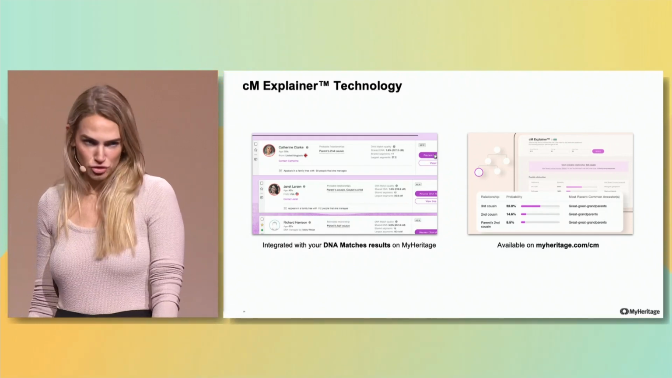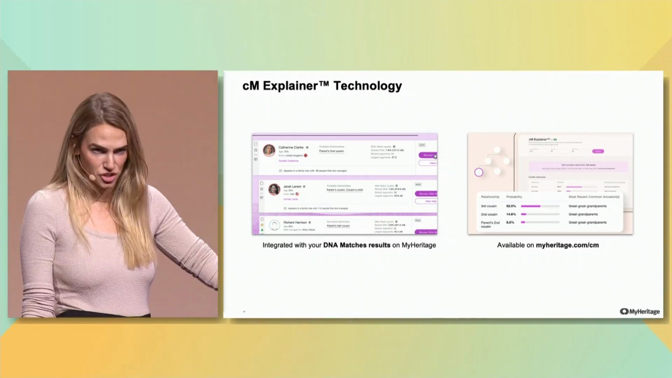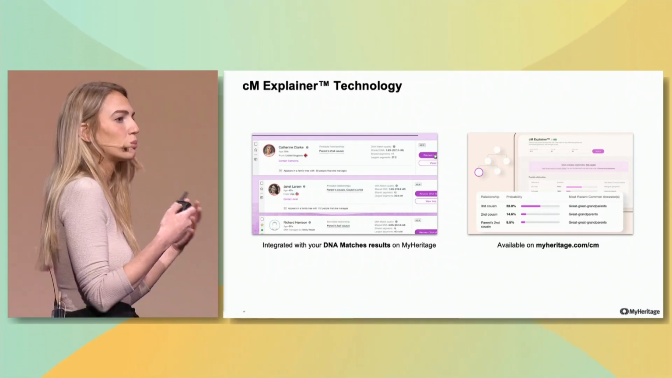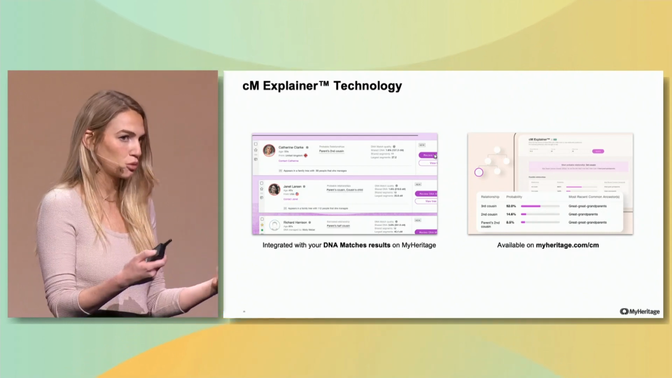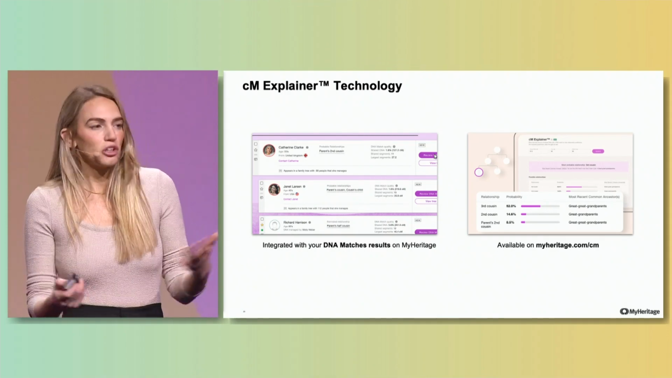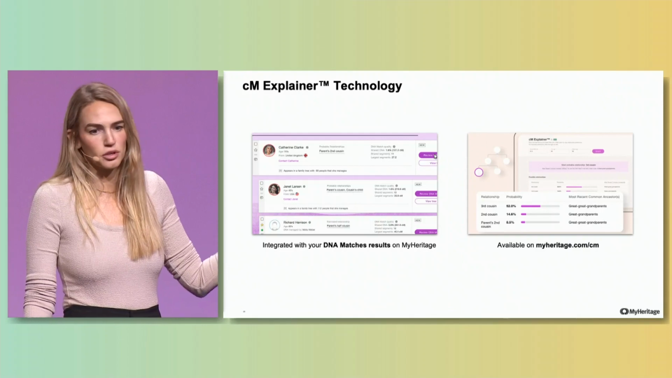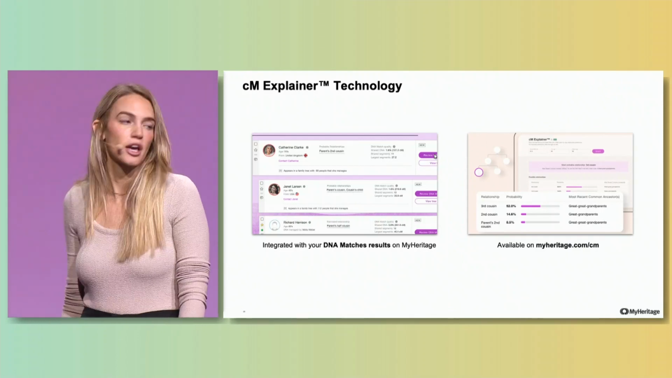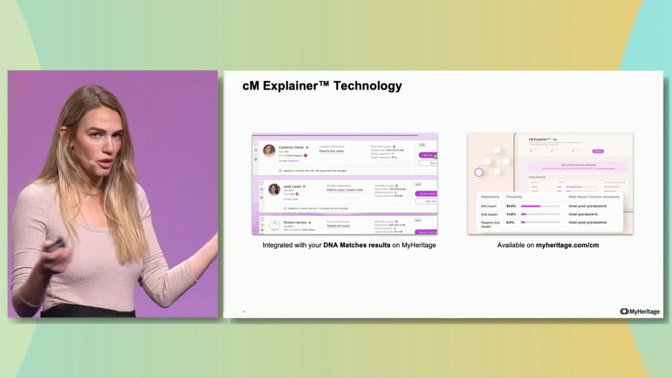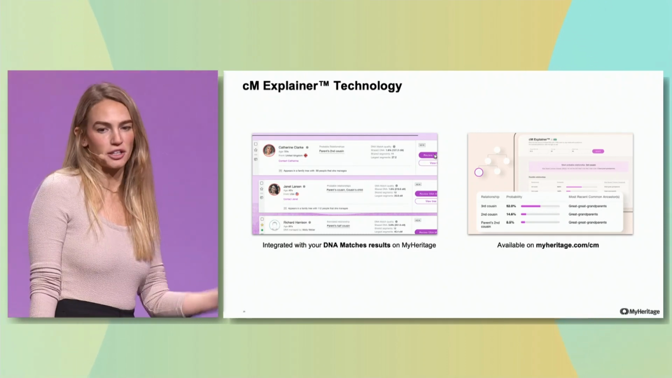If you have DNA matches on MyHeritage, the CM Explainer is already integrated within your DNA match results. Once you get them, you are able to see the algorithm at work, and it will pinpoint the probable relationship. It will show you all the possibilities along with predictions. But if you don't have any DNA results on MyHeritage, you can also access this as a standalone tool available at myheritage.com/CM. You can enter the amount of shared centimorgans that you get from any other company and the ages, and it will give you refined results.